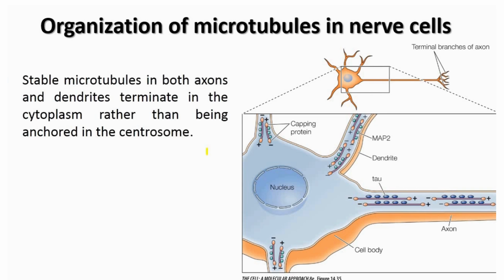Stable microtubules in both axons and dendrites terminate in the cytoplasm rather than being anchored in the centrosome. We all know that in most animal cells the minus end was in the centrosome, hidden behind the centrosome, and the plus end projected outside. But here the stable microtubules in axons and dendrites both terminate in the cytoplasm rather than being anchored in the centrosome.